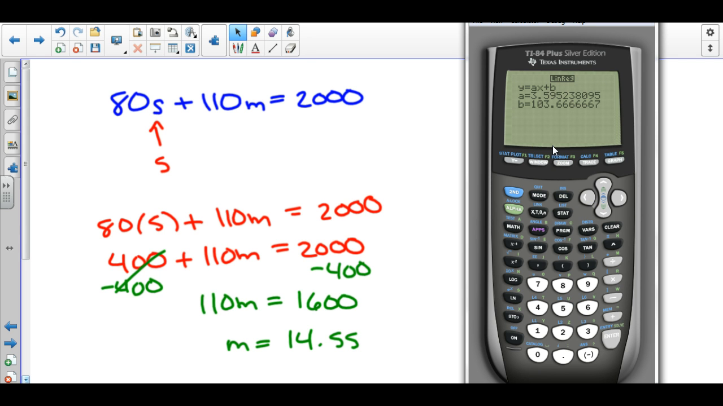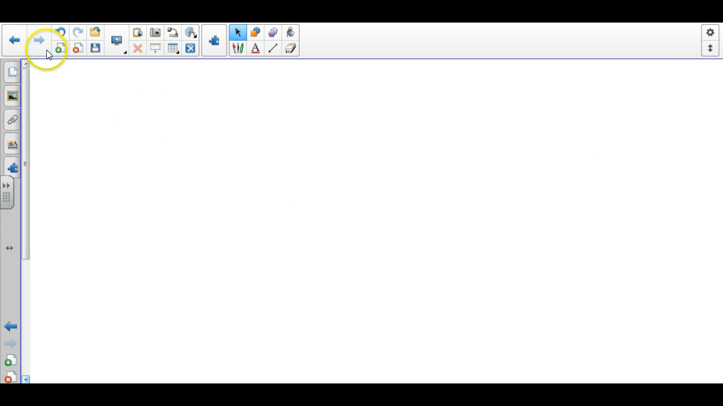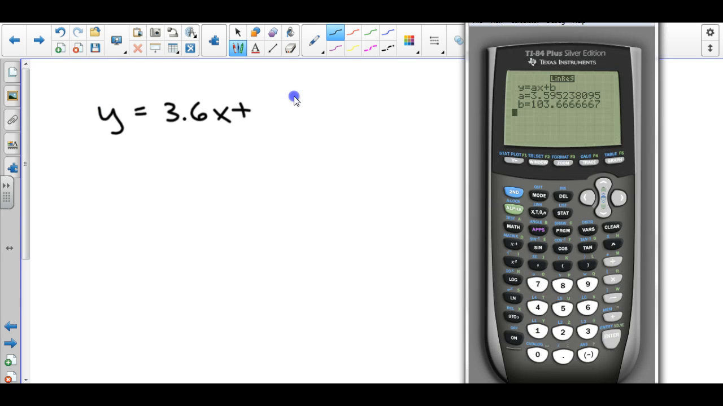I would like you guys to do 2 decimal spots on this. So y equals 3. Well, if I round up here, it would round this to a 0, and this would become 6. So y equals 3.6x plus, and then what would this come out to? Plus 103.67.